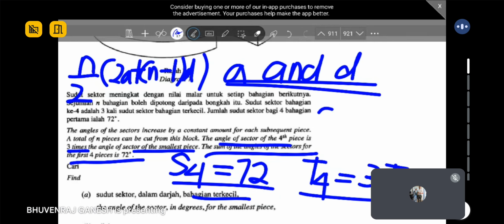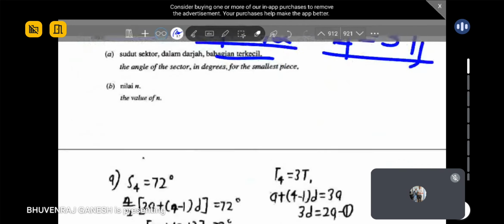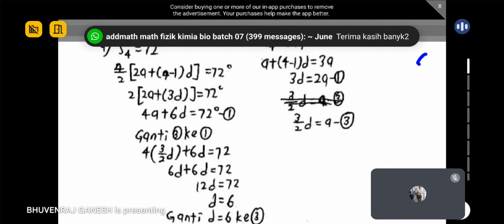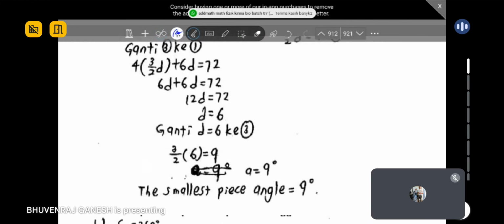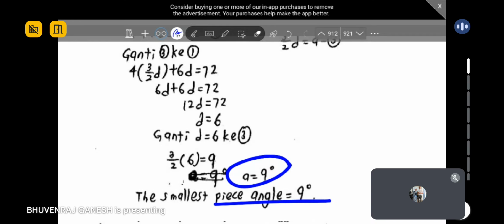Boleh? Can, right? So this is your two equations. So guys, use the formula Tn equal to A plus N minus 1 D. Okay, so just gantikan nilai saja and then solve simultaneous. Okay, so these are your two equations, dua persamaan. So you will get D equal to 6. Ganti balik, you get your A value. So A value adalah jawapan dia lah. Okay, so answer is 9.